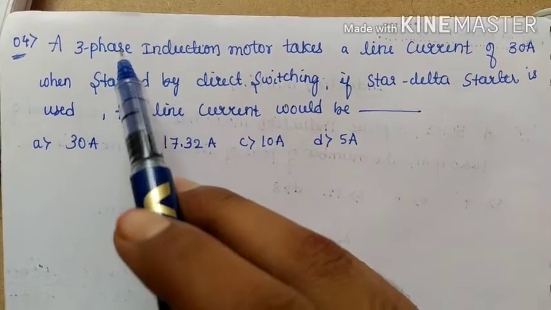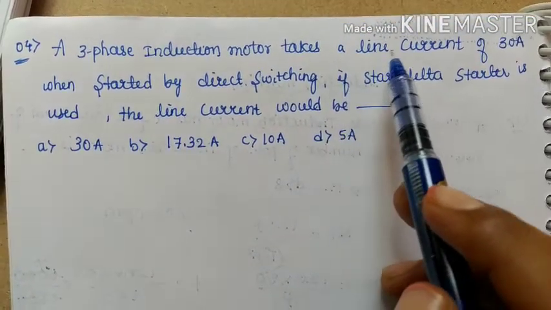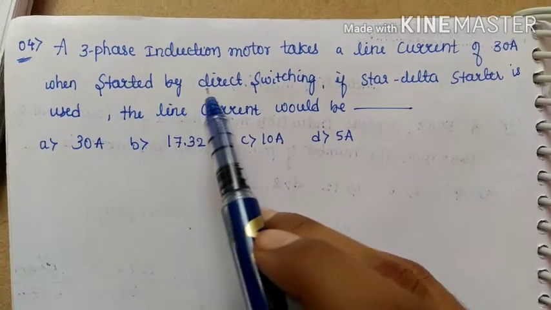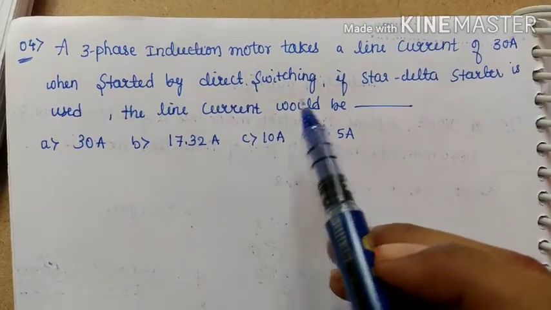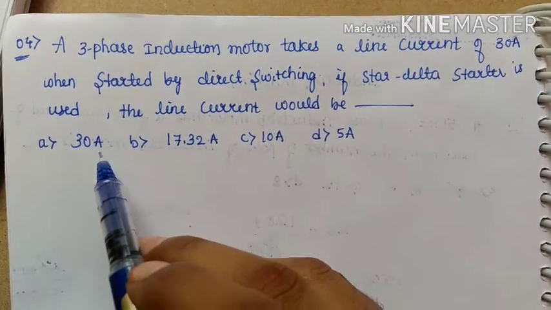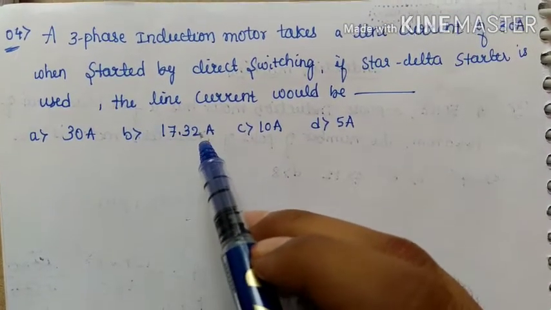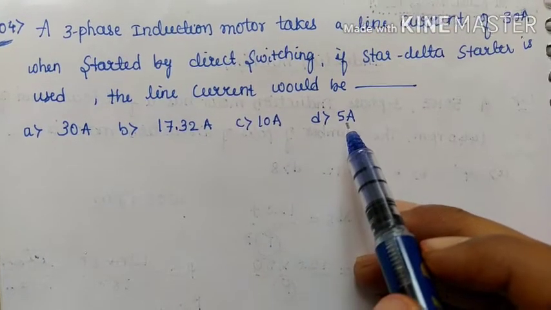So we have the next question. A 3-phase induction motor takes a line current of 30 amps when started by direct switching. If a star delta starter is used, the line current would be dash. They have given options as A 30 amps, B 17.32, C 10 amps and D 5 amps.